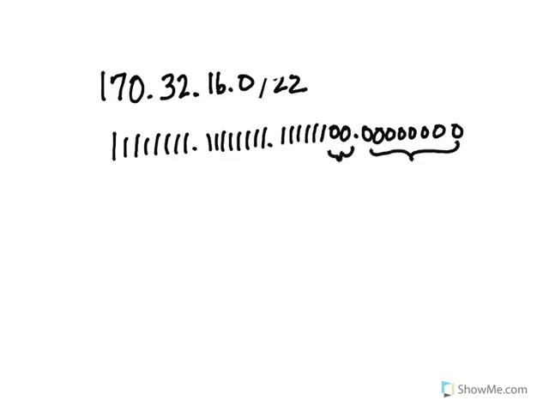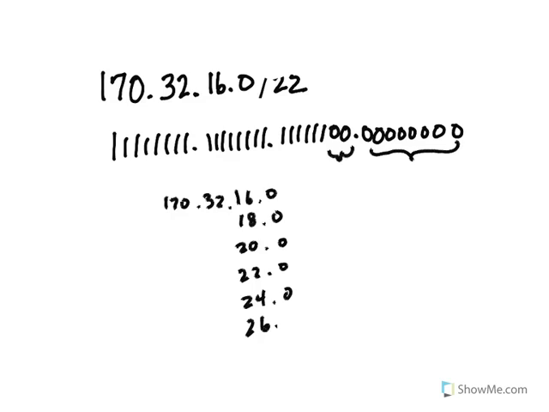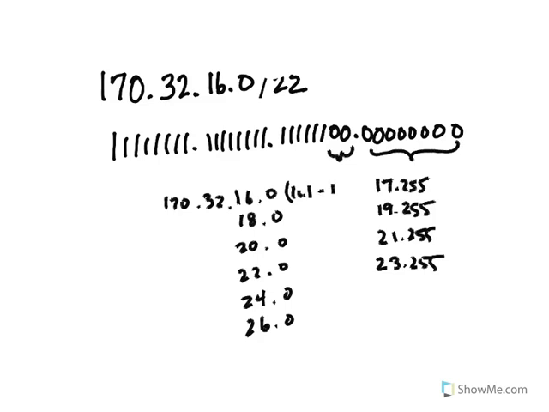Now, which means that our ranges here are going to be, we'll have 170.32.16.0 in the first one, and then 18.0 in the second one, and 20.0 and 22.0 and 24.0 and 26.0, and then we'll be at 17.255 over here, and we'll be at 19.255 and 21.255 and 23.255, and then with usable being at 16.1 through 17.254, although we won't use that first one.